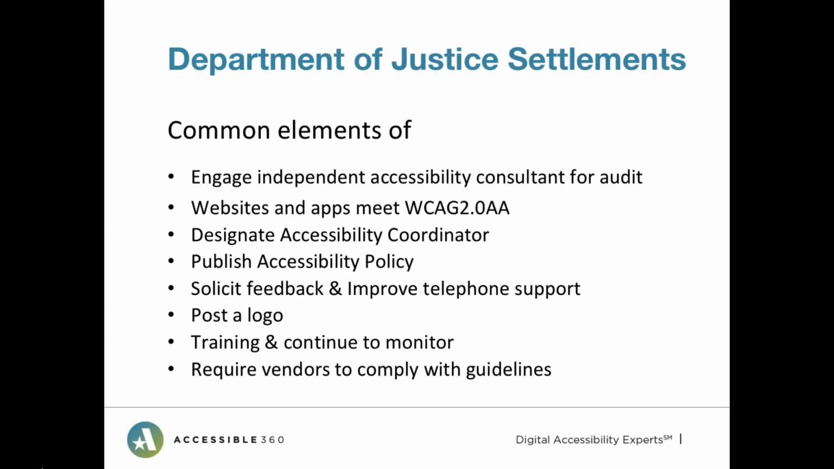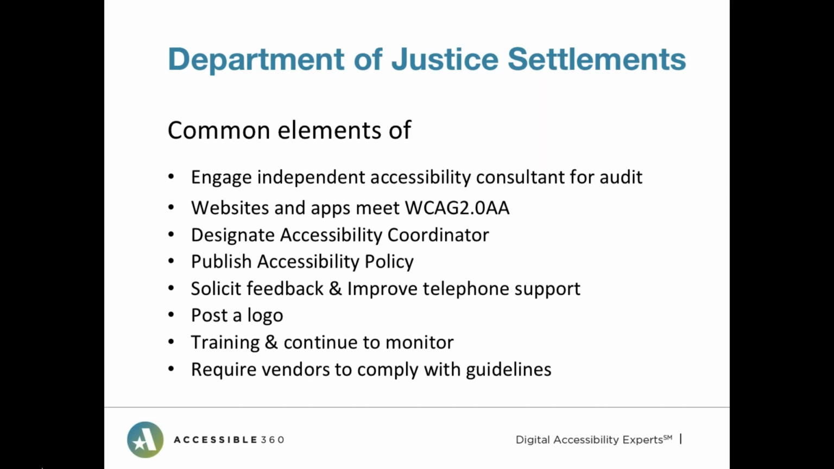Posting a logo on your website. In those demand letters or in the lawsuits, several of the plaintiff attorneys asked to post a similar logo to a handicap parking sticker in a parking lot. I've never seen that on any website to date. What I do see go up is the logos of the companies who are helping you audit.